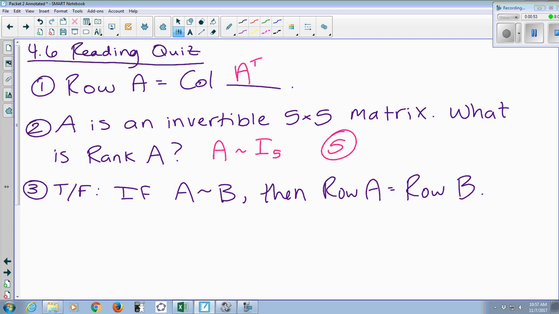True or false? If A is row equivalent to B, then the row space of A equals the row space of B. That is true. That is not true of column spaces, right? But it is true of row spaces because the way you make row equivalency is by taking linear combinations of the rows and replacing them.